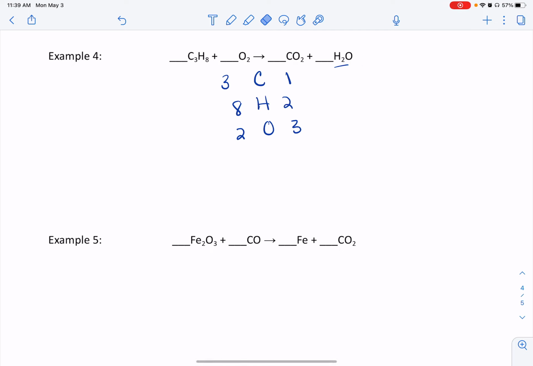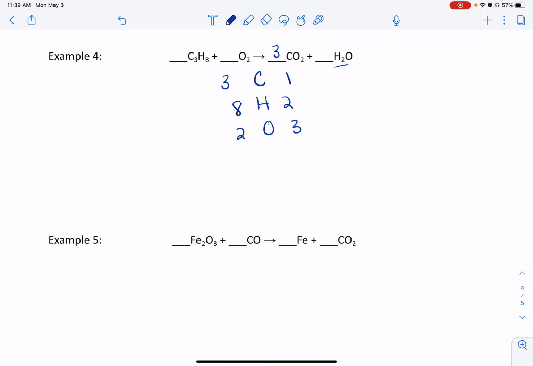Okay? All right, so let's look at trying to balance this. And remember, we said we're going to leave H and O for last. So let's start by balancing C. Okay, because none of these are balanced so far. We're going to start by balancing carbon. So I have 3 on the left and 1 on the right. 1 times what gives me 3? It's going to be 3.